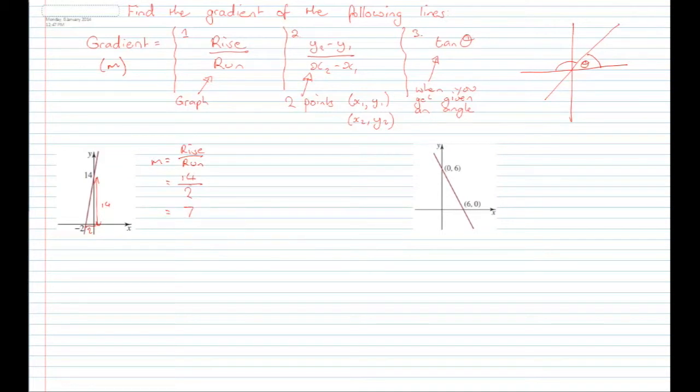Now a common mistake a number of people will make is they'll see the negative 2. You've got to remember that your run can only be positive. You're only going in a positive direction. It's the rise that will go up or down. So the gradient is equal to 7.